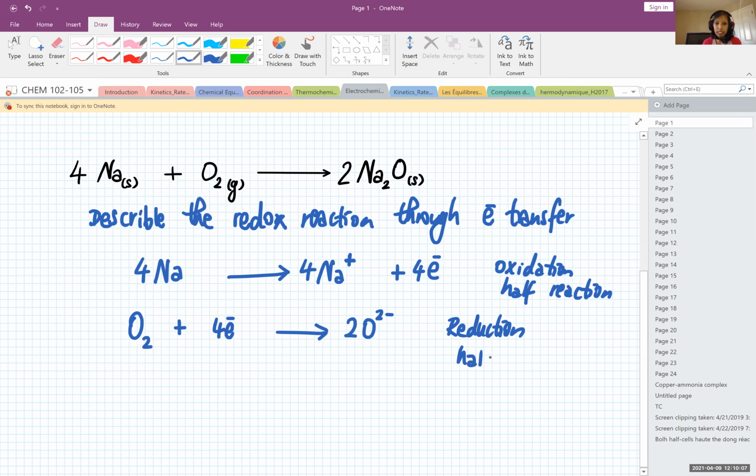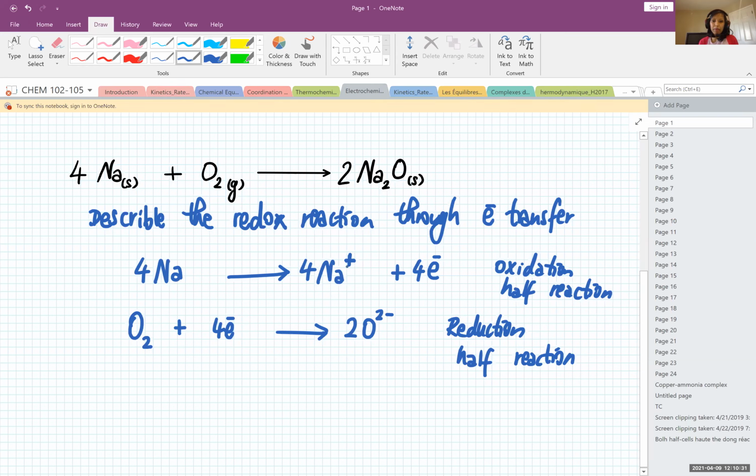half equation. Yes, Bradley? So is it then this movement of electrons that causes the electricity to be generated? That's right. And we will be talking about that. So that's exactly what happens. This movement of electrons between these two half reactions is what generates electricity. Okay, cool. Thank you so much. Yeah, we'll definitely be looking at those.